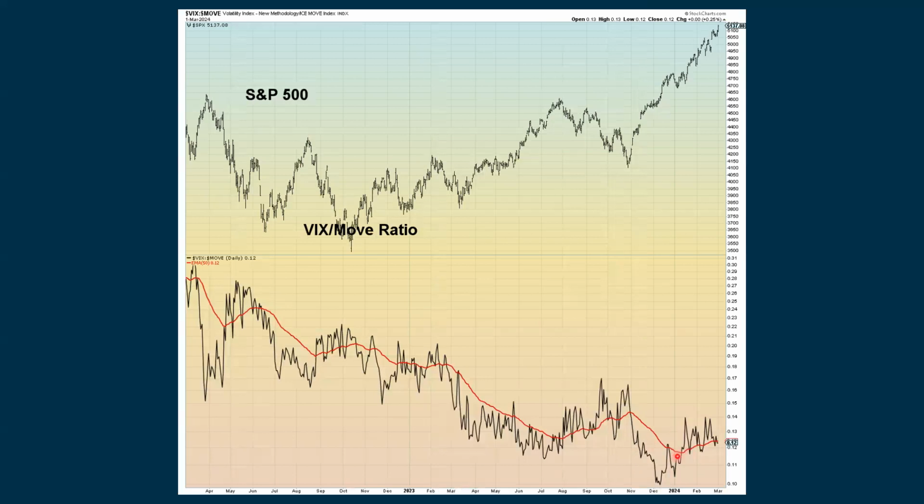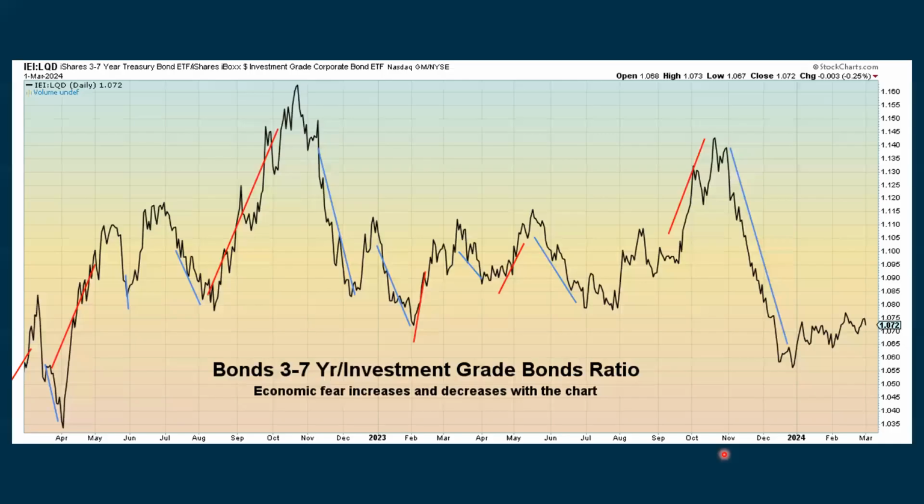Right at the beginning of 2024, we started to go back up with the moving average, but if the stock market keeps going up, you can see we're just starting to roll over with this ratio. If we see more positive price action, we would probably start to see this moving average keep going down.